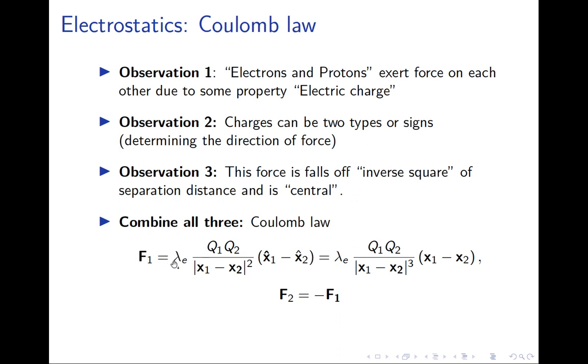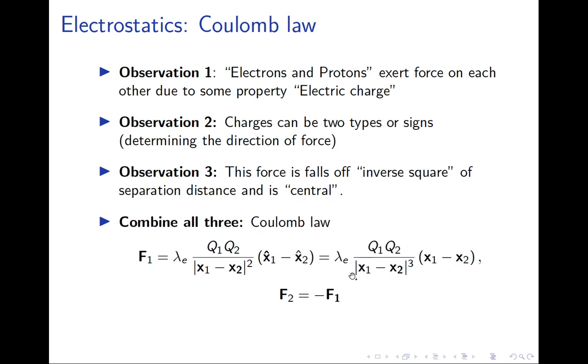The proportionality constant is lambda e. We will have some interesting comments to make about this. It turns out you could have easily taken it to be 1, but because of the weird units which are prevalent nowadays, it's not 1, it's some weird number. We will see that. This is written in a nicer manner if we make it a cube here, and then this unit vector becomes a normal vector.